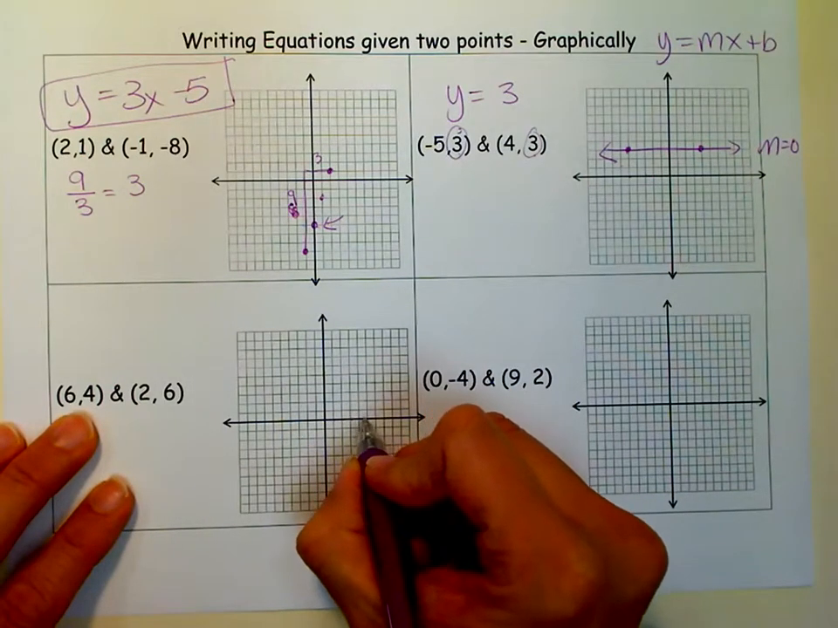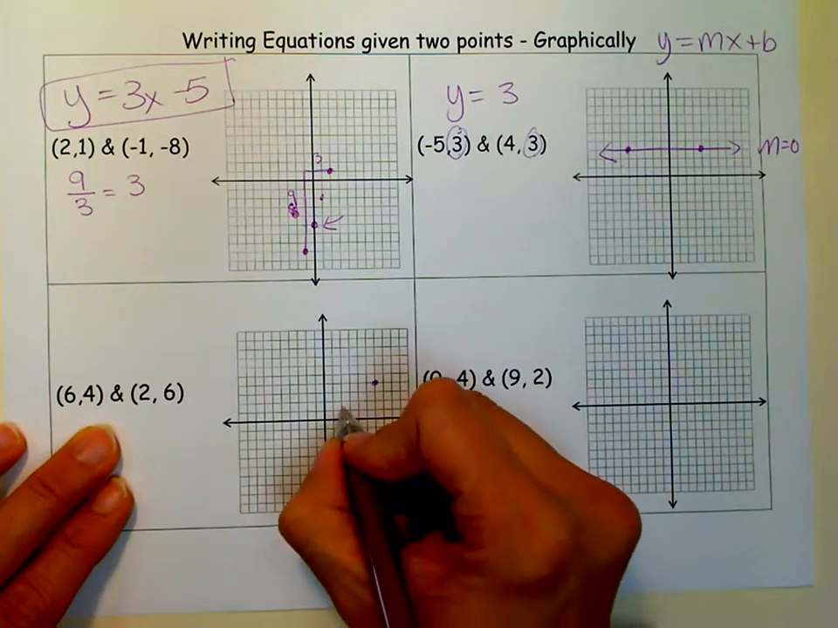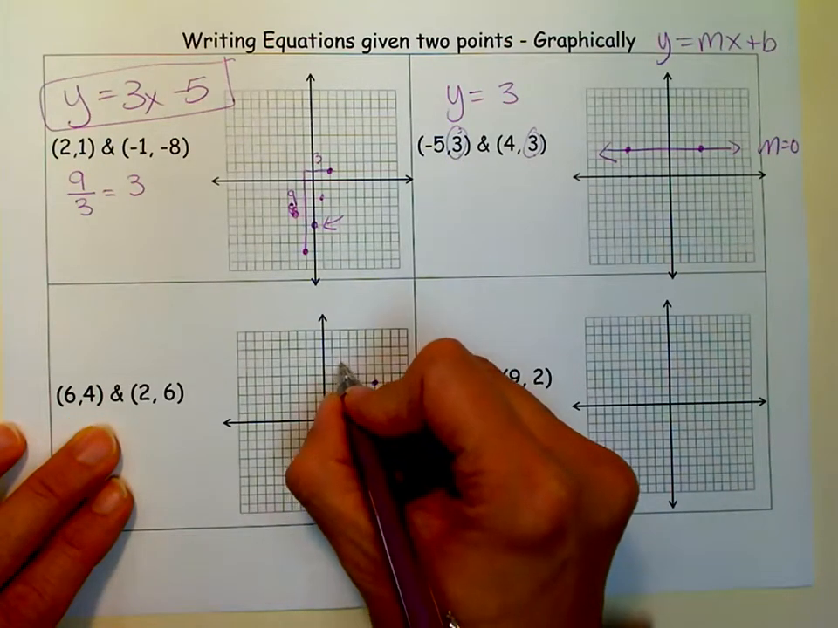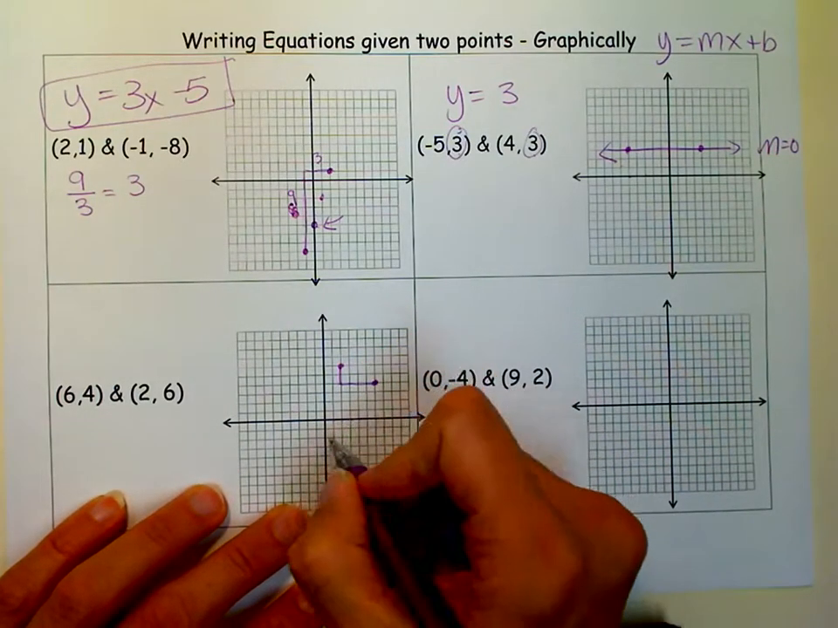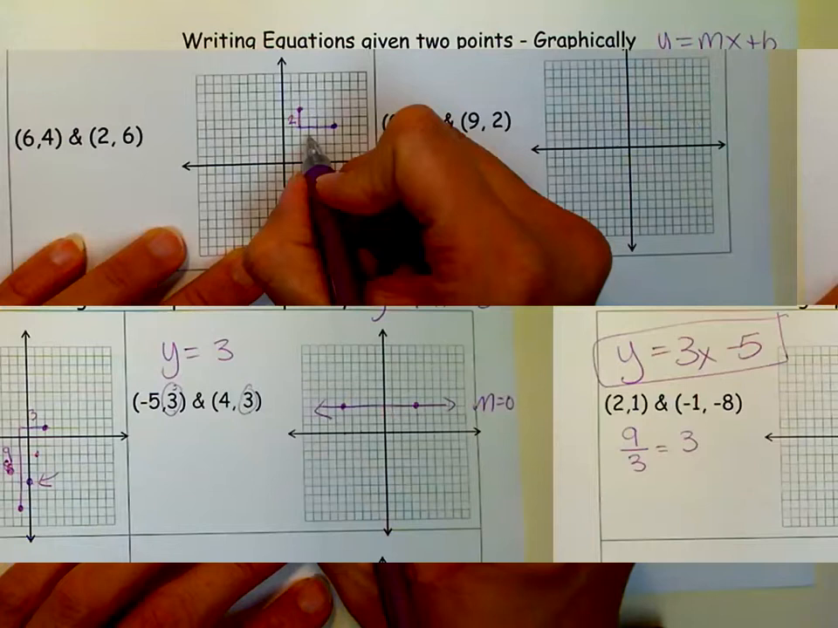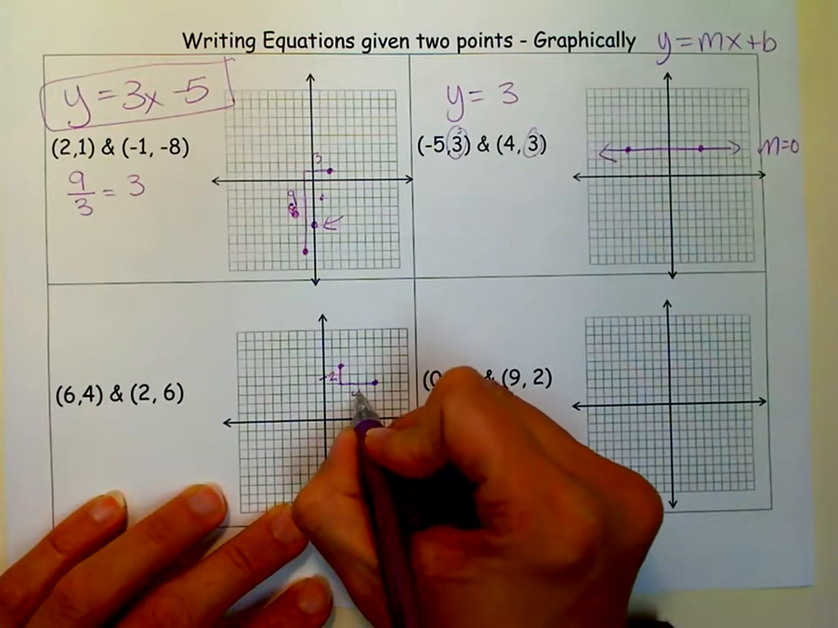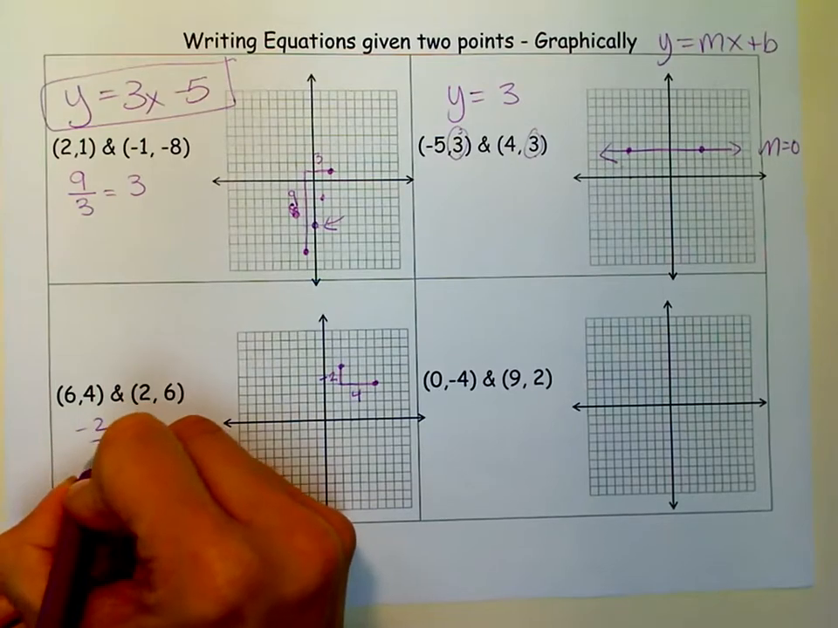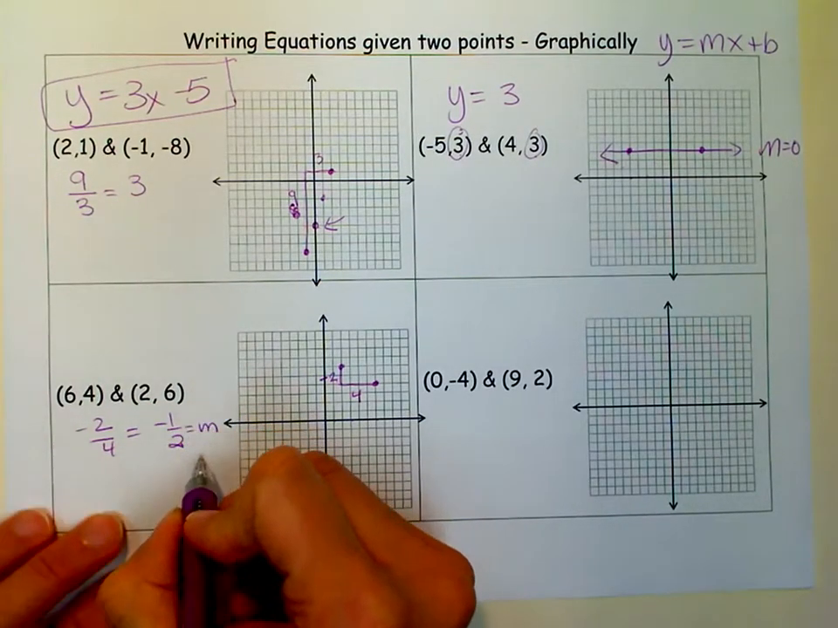(6, 4). 1, 2, 3, 4. And (2, 6). Okay, so now we have to find our slope. So we make our little triangle. We went 2 down. That means it's going to be a negative. And 1, 2, 3, 4, and 4 over. So -2 over 4 is equal to -1/2. So my slope is -1/2.